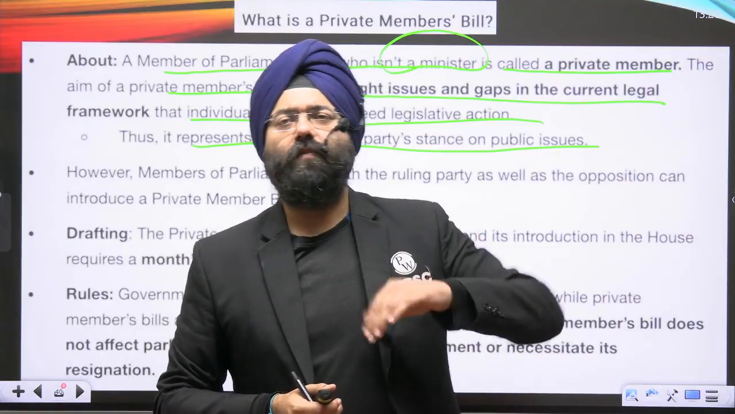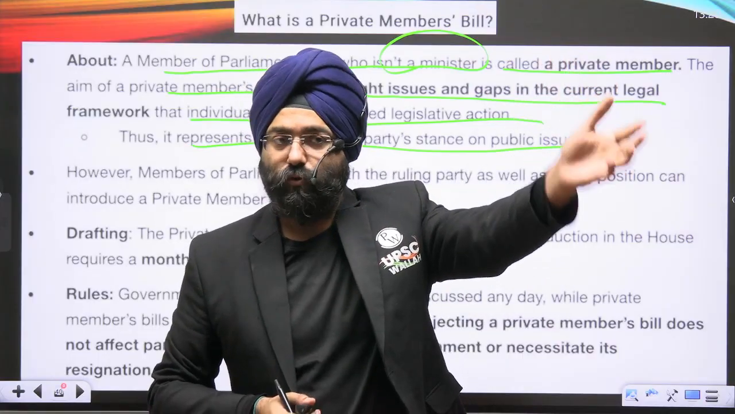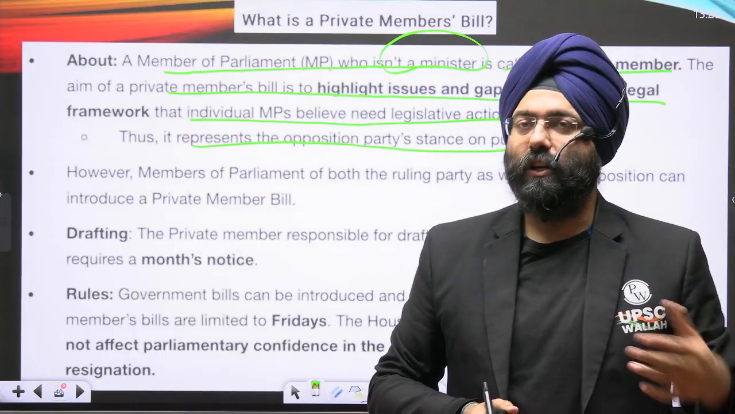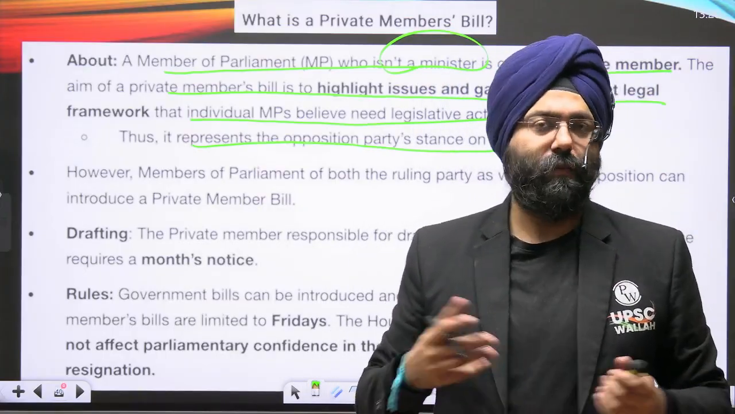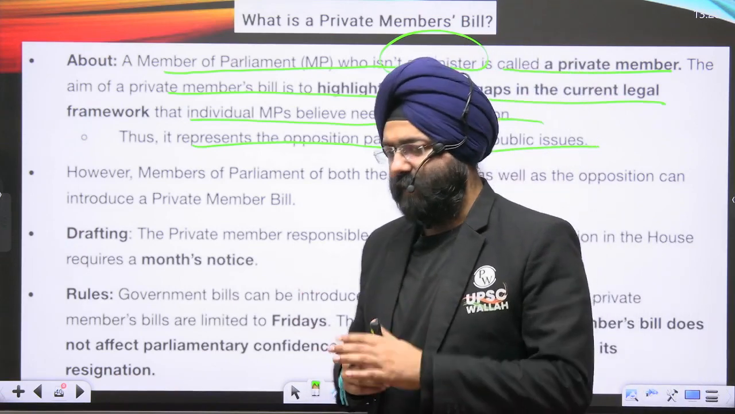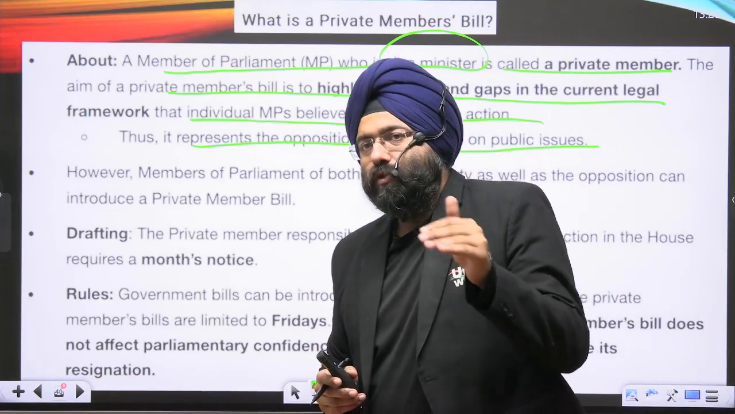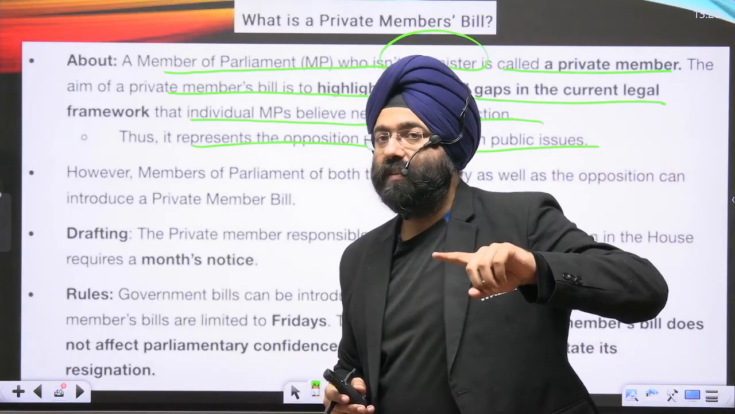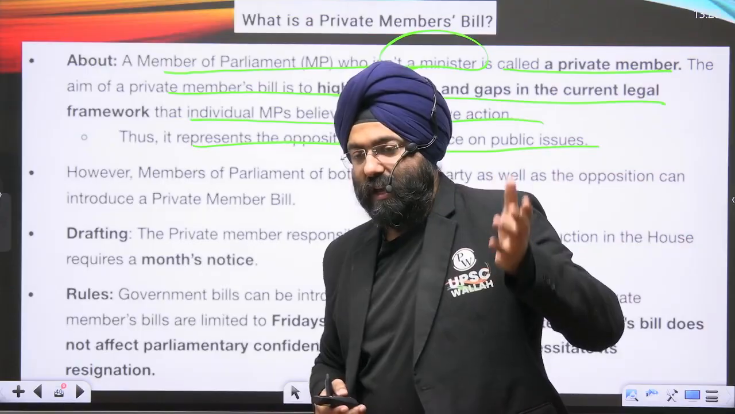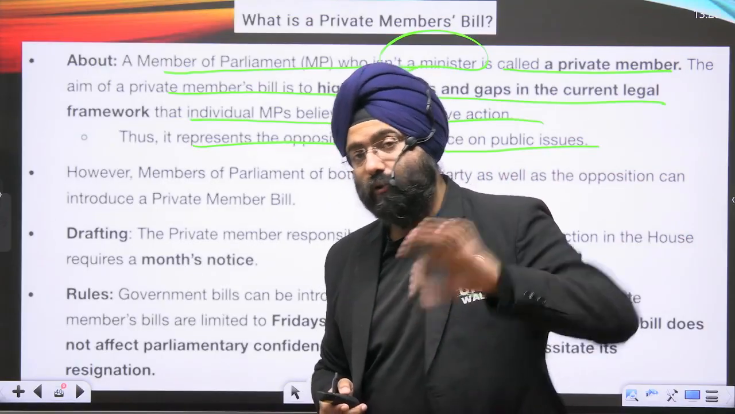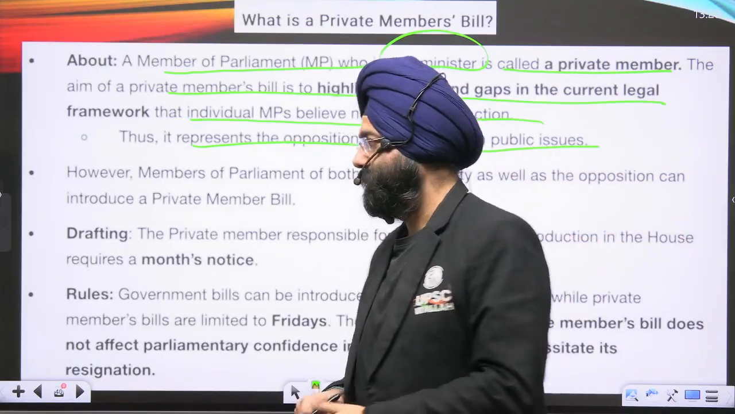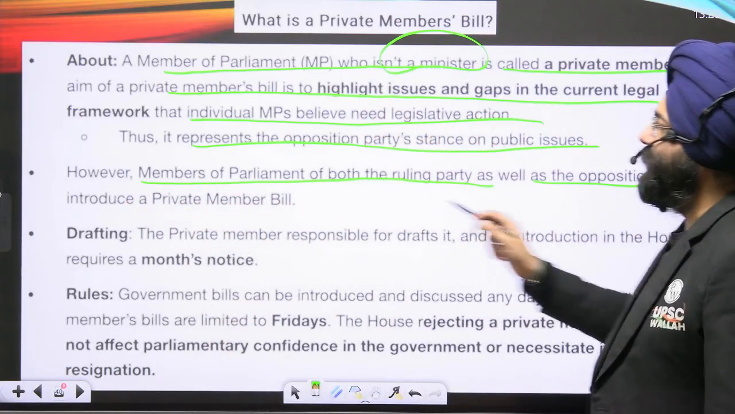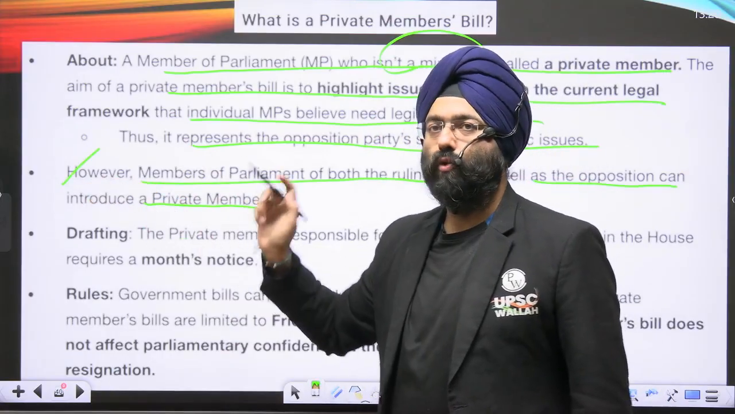So generally private member bills are introduced from the side of the opposition, in order to say that the government is not working properly, to question them, or even to target the government. In simple words, a private member bill is a bill which is not introduced by a minister. Remember, it can be from the opposition, and it can also be from a government member of parliament who is not a minister. That also is a private member bill, so do not get confused. Members of parliament of both the ruling party and the opposition can introduce the private member bill. This is what is being told to you, right?